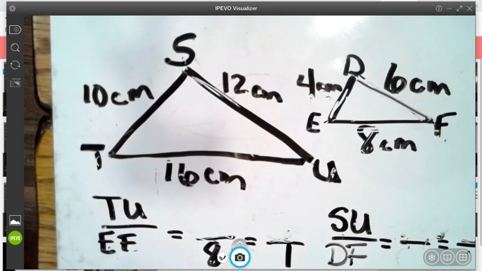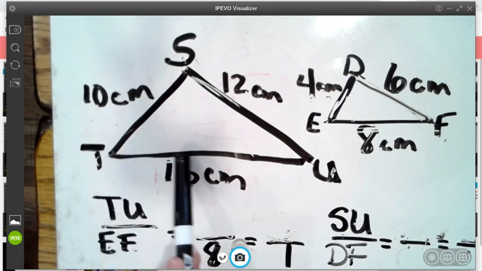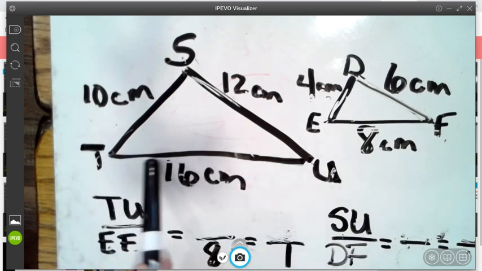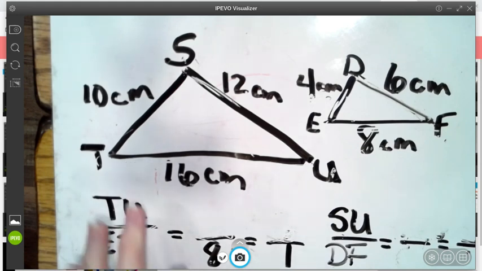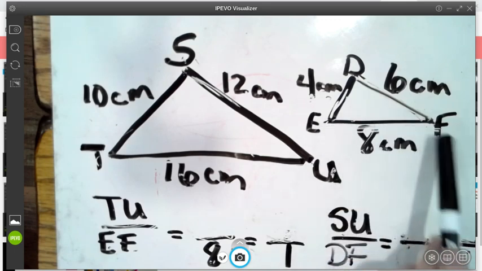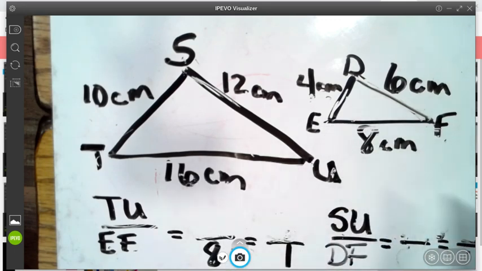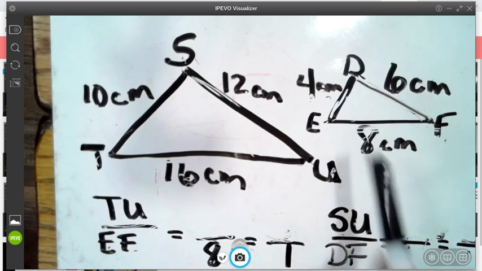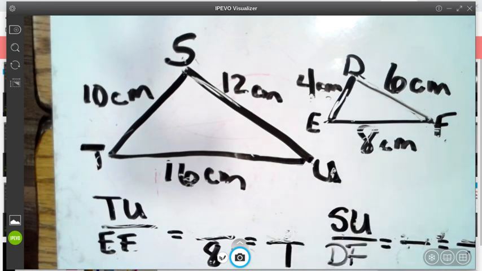This TU stands for side TU. It means this part of the triangle right here, TU. And I'm sorry, I'm drawing lines through there. And this EF stands for this part of the triangle. Notice it's the bottom of both triangles. In our notes yesterday, we talked about the corresponding sides. These sides correspond with each other. It means they're in the same spot.